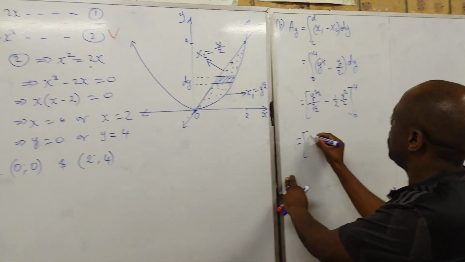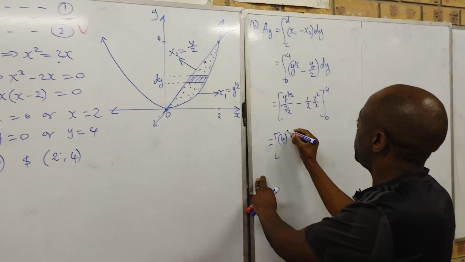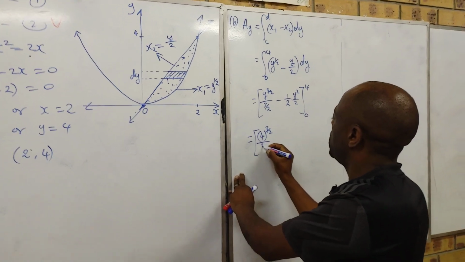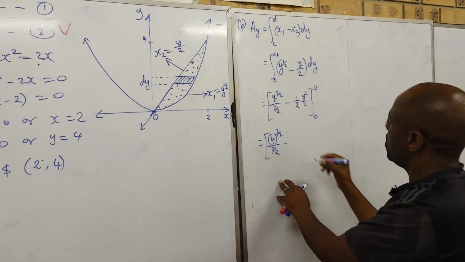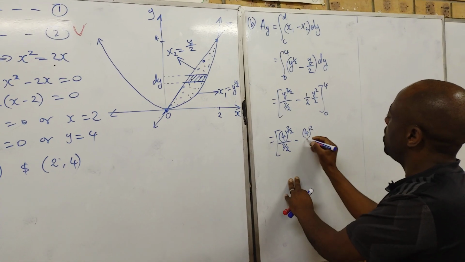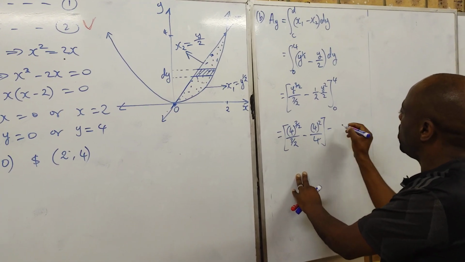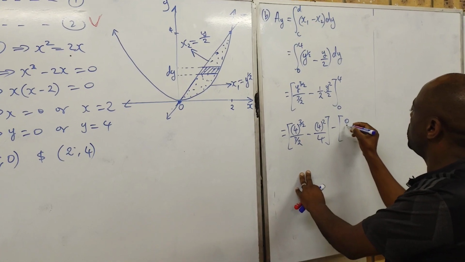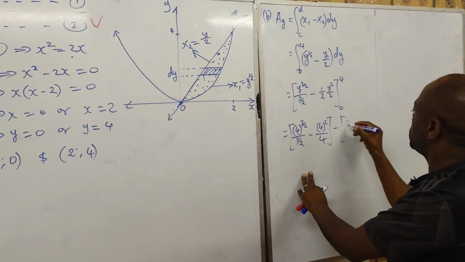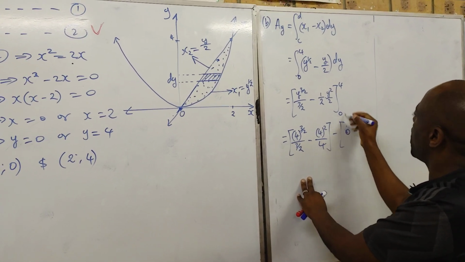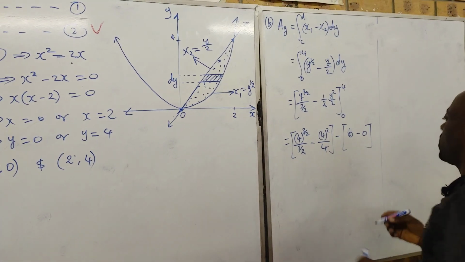Then I substitute my limit. If I put 4 as the upper limit, I'm getting 4 to the power 3 over 2 divided by 3 over 2 minus 4 squared divided by 4. You see, 2 times 2 is 4. The lower limit is 0 minus 0. Since y is 0, if you put 0 there, everything will be 0.